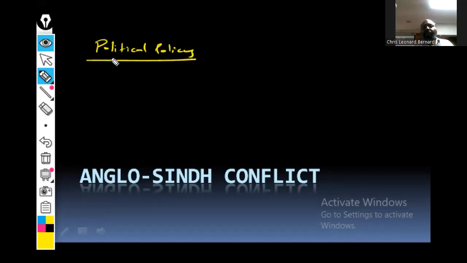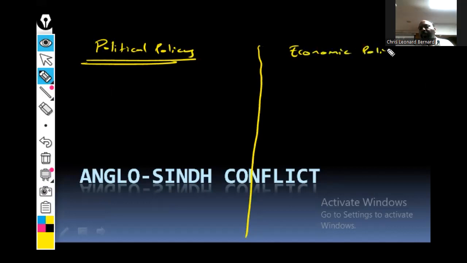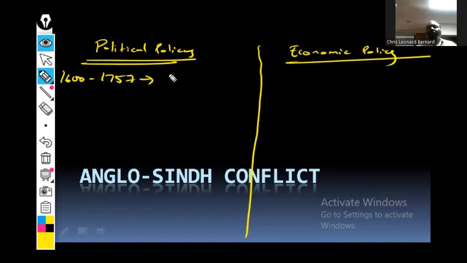Political policy. Then the economic policy. When the British came to India, what was the policy they had from 1600 to 1757? What was the policy? They were a trading company. Are they subordinate or superior to the Mughals? Subordinate.